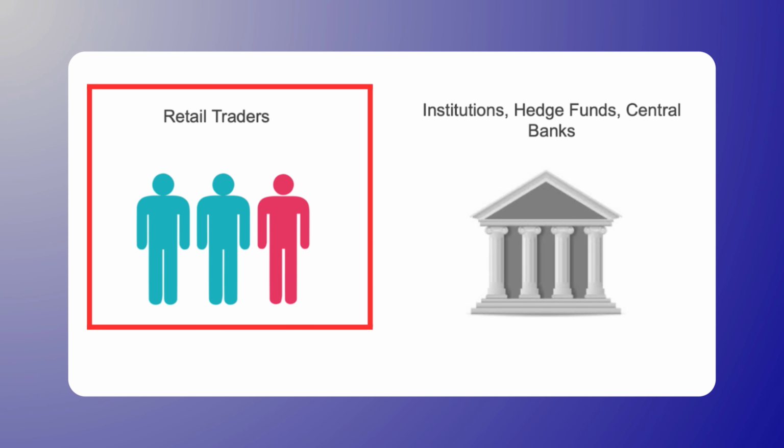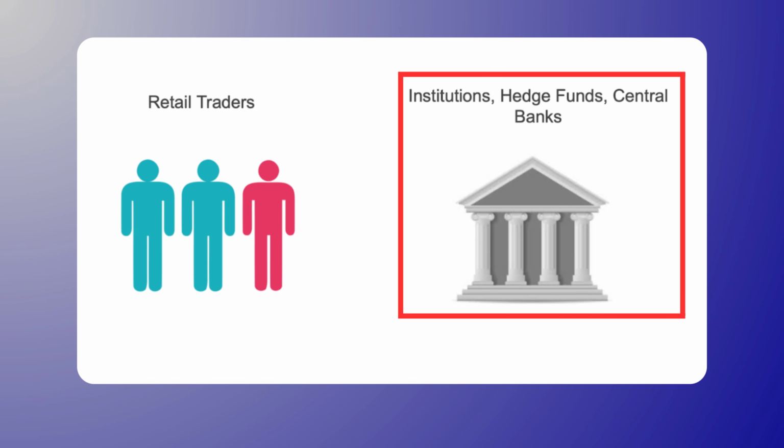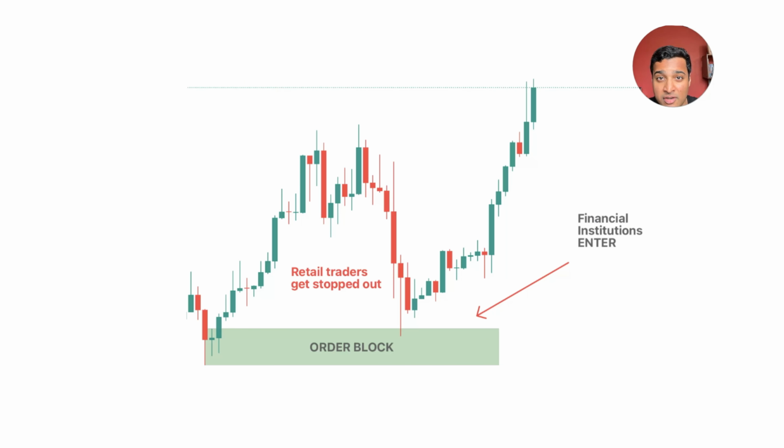Well, most retail traders, so everyday people, don't really move the markets, especially as they're dealing with a few thousand or a couple million. The real players that move the markets are the big banks, institutions, and hedge funds, especially as they're trading hundreds of millions. So when they enter or exit the markets, that's when we see the big moves. Now, these big players don't just enter trades randomly. They do so at special areas called order blocks.